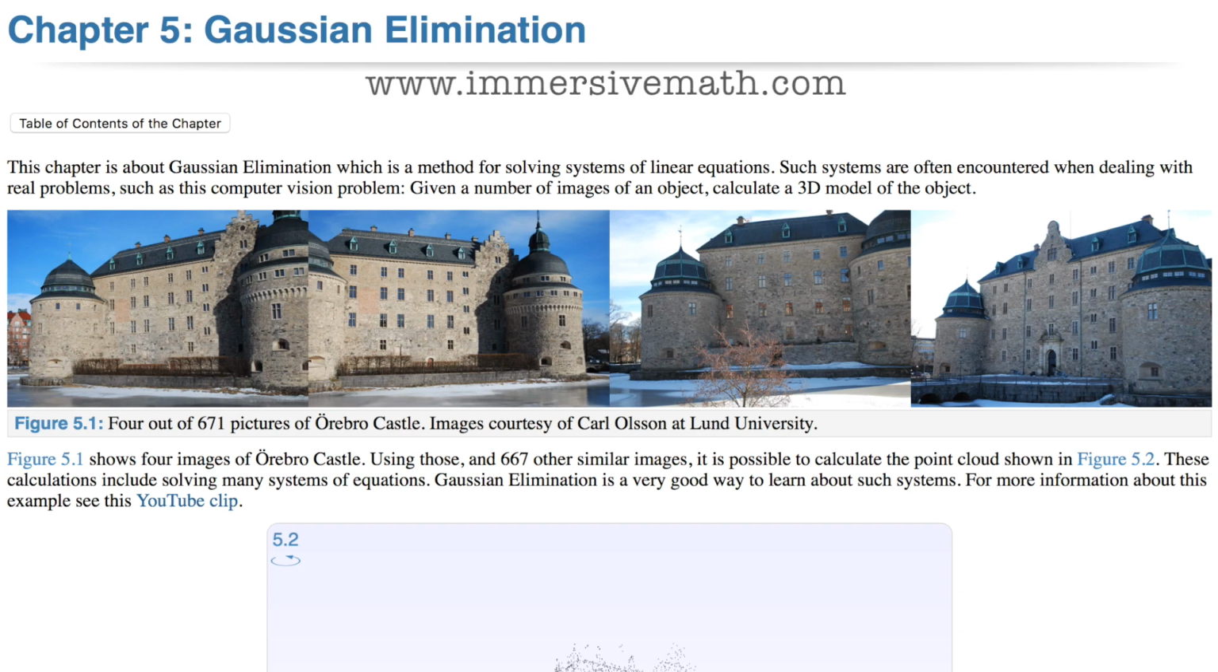Today we'll talk about systems of linear equations, and they pop up in a lot of different situations in the real world. For instance, in this real-world problem. Given a number of images of an object, how to calculate a three-dimensional model of that object.